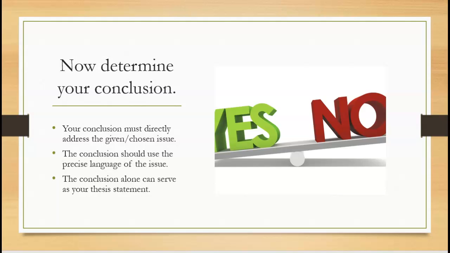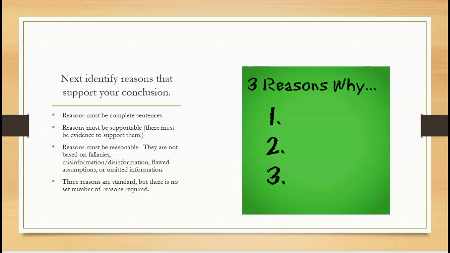Once you have determined your conclusion, now begin brainstorming your reasons, and you need to identify reasons that support your conclusion. Your reasons are going to need to be written in complete sentences, and they have to be supportable. In other words, you have to be able to find credible, relevant evidence that supports your reasoning. And we've talked about that throughout the modules. So just because someone expresses an opinion doesn't mean that it's credible or relevant. You need to find information that you can explain that supports the reason.